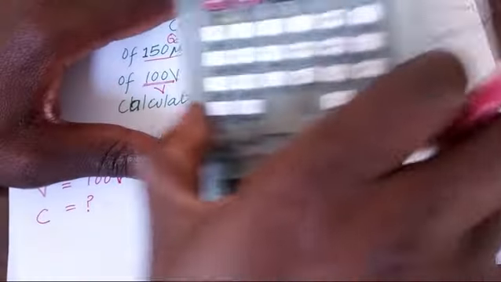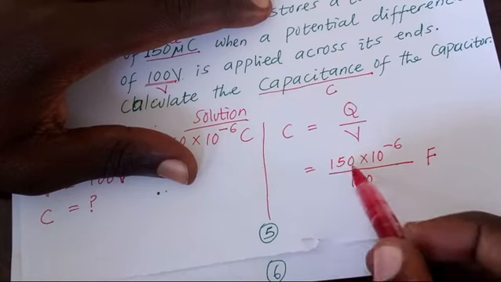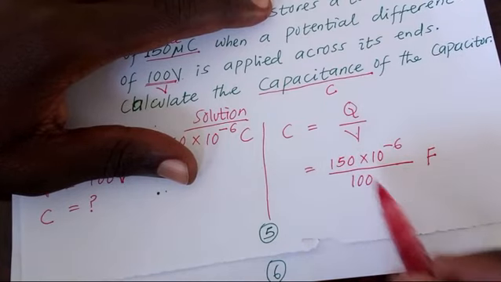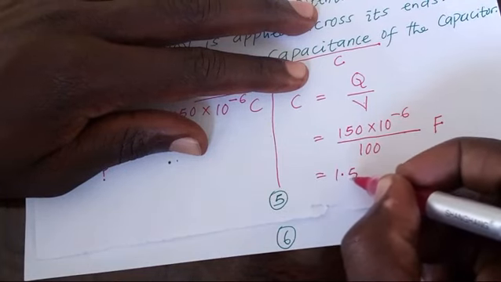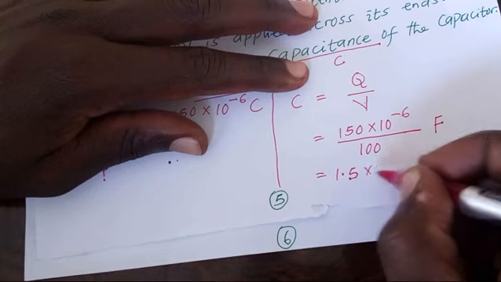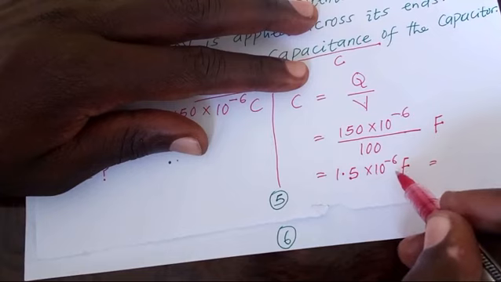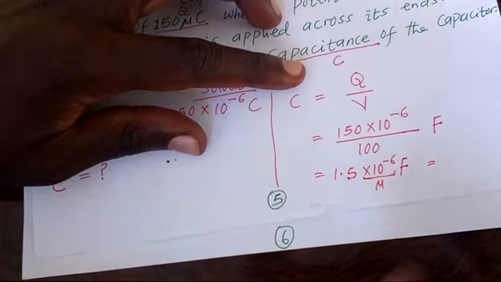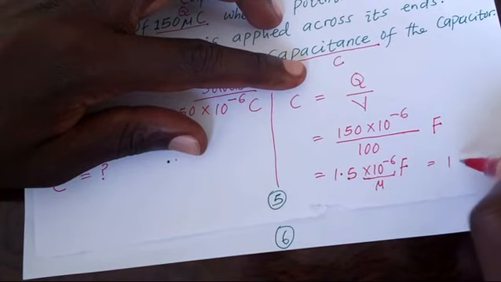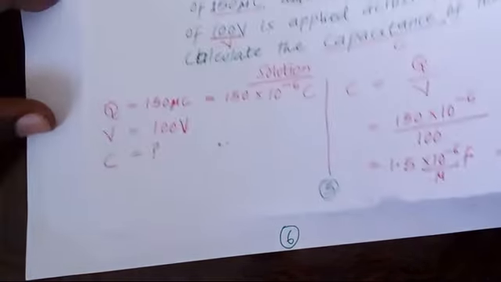Okay, bring your calculator here, or if you like, you may not need a calculator here. 100 divided by 150 divided by 100, this will be 1.5, and then you have times 10 raised to the power of minus 6 farad. Remember, this 10 raised to the power of minus 6 is the one we say is micro, so we can say this is equal to 1.5 microfarad. That's it. We have solved example 1.